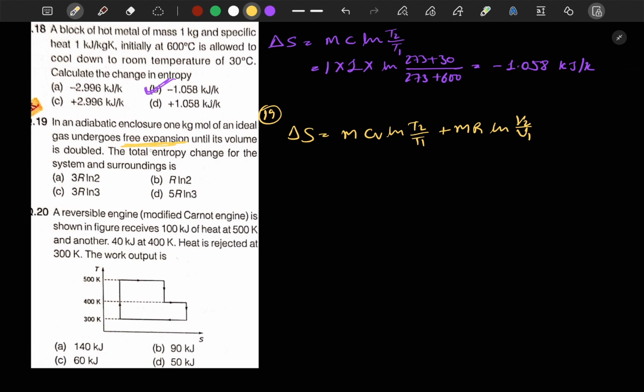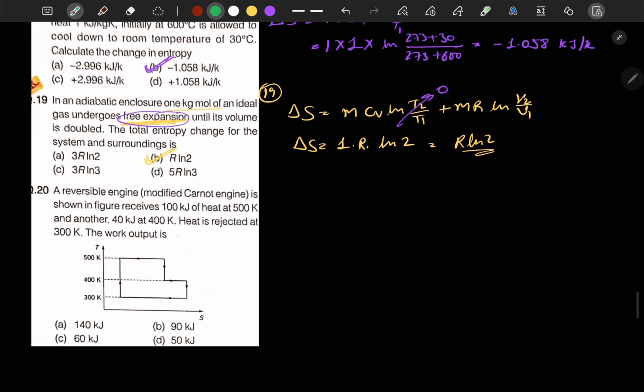Now since it is a case of free expansion, T1 is equal to T2, so the first term will be equal to 0. From here we can write our delta S value to be m into R ln V2 by V1. The value of m is given to be 1 kilomole, so 1 into R ln of V2 by V1. It is said that the volume is doubled, so V2 by V1 is equal to 2. So we get a value as R ln 2. So for question 19, the answer is B. Now moving to question number 20.